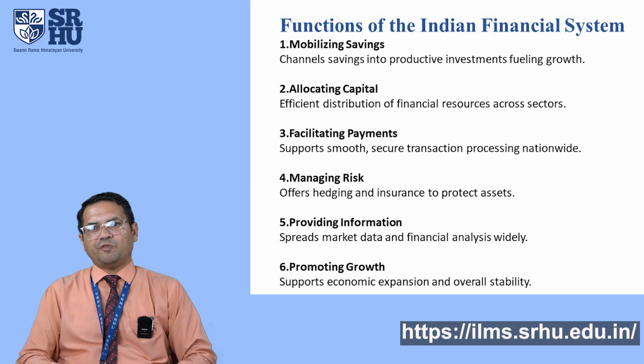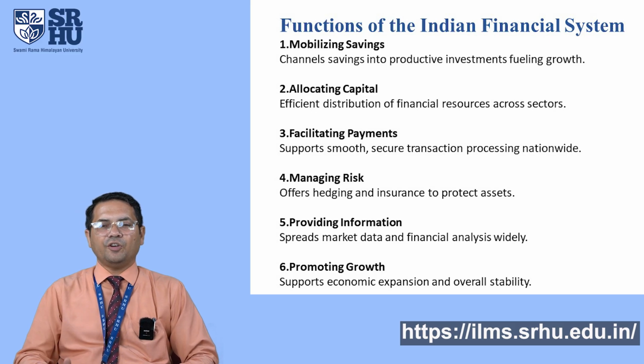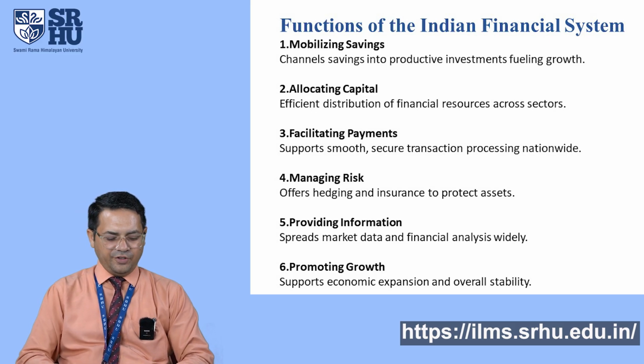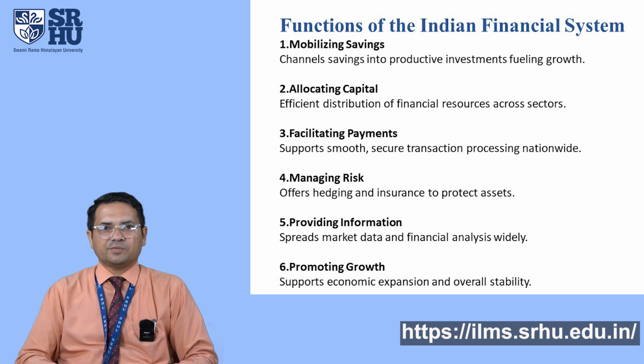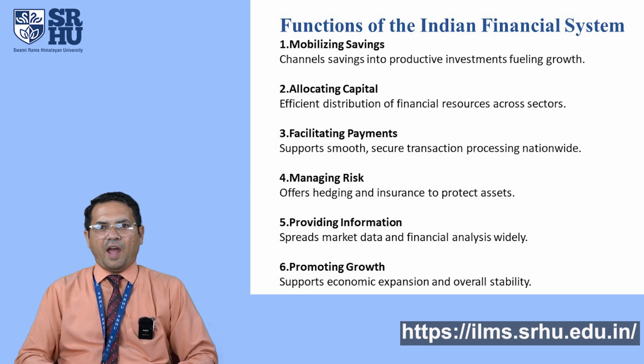The next function performed by the financial system is managing risk. How do they manage the risk? Through instruments like insurance and hedging. Hedging is the securing of the risk. The financial system helps protect individuals and organizations against financial losses, ensuring more stability in investment and business activities.